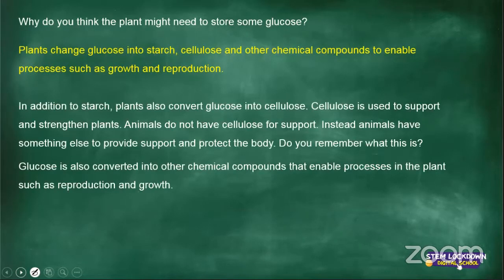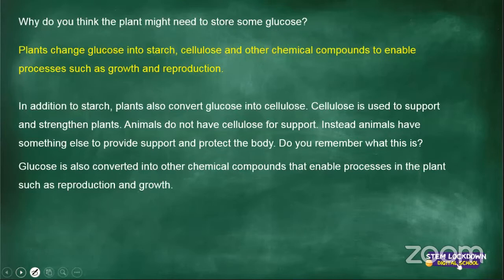Now, in addition to the starch, plants also convert glucose into cellulose. Cellulose is used to transport and strengthen plants. Animals do not have cellulose for support. So instead, animals have something else to provide support to protect their body. Basically, they have their skin and their fur that protects their body.